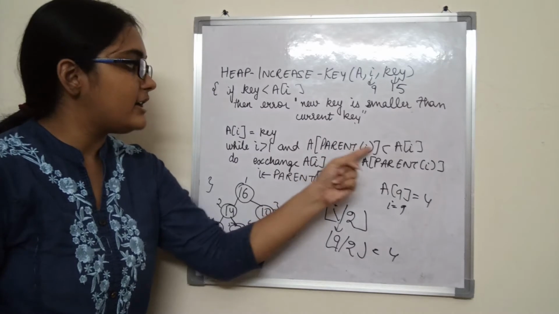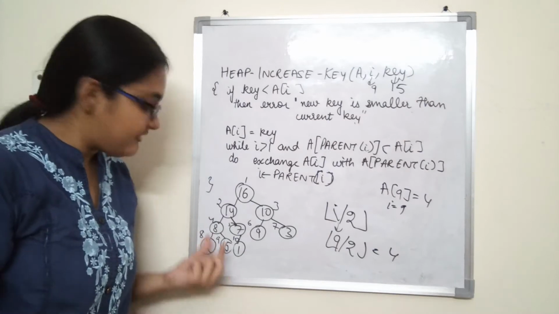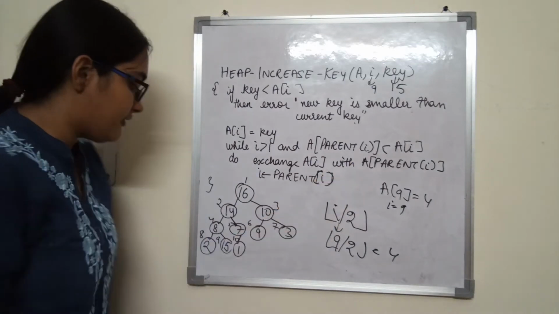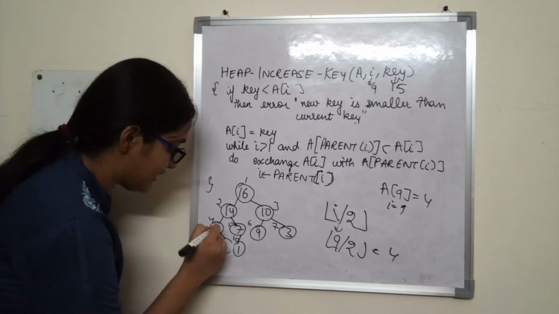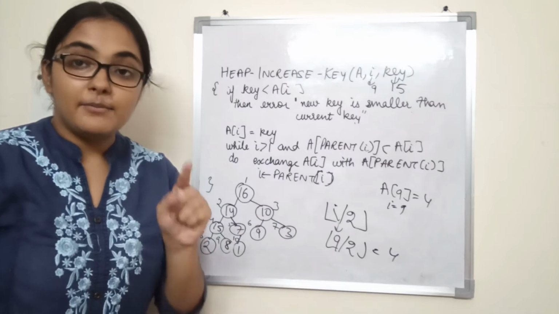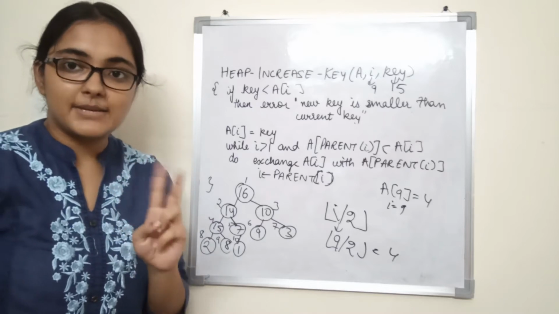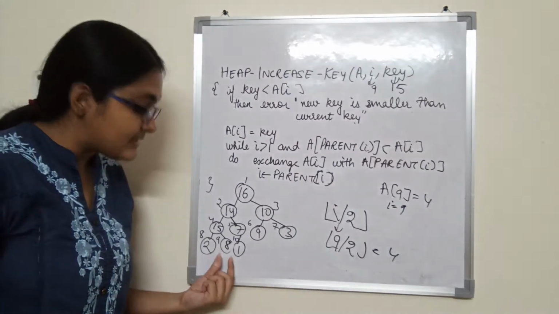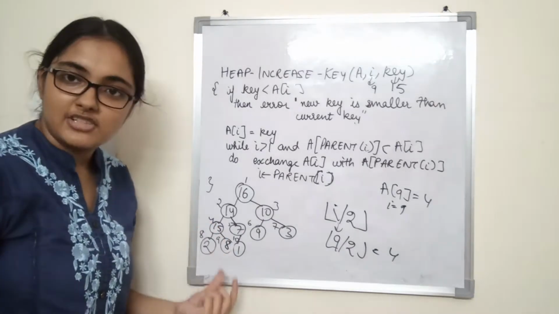A of parent of I is less than A of I. That is, if 8 is less than 15, that is, if A of 4 is less than A of 9, what will happen? Exchange A of I with A of parent of I. These two values will be exchanged. 15 and 8 will be exchanged. Why did we do that? Because the max heap property was violated, because the parent had a smaller value than its child. So this is not the max heap property. 8 was here and 15 was there, so the child had a greater value than the parent. So what we did, we just exchanged these two.